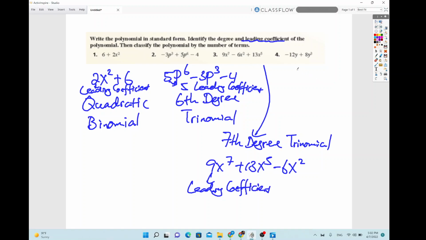And for number 4, rewrite it. It's 8y cubed minus 12y. So this one is called a cubic binomial. The leading coefficient would be 8.